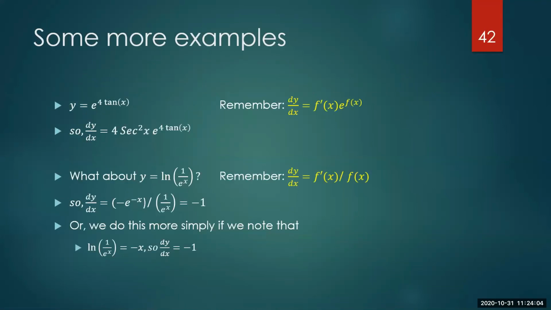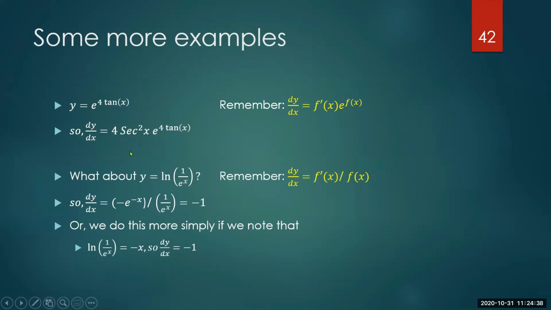So here are some more examples then. If y is equal to e to the power of 4 tan x, then dy/dx is 4 sec squared x multiplied by e to the power of 4 tan x, because remember the rule, this is e to the power of f of x, so dy/dx is f dash of x times e to the power of f of x. And so f dash of 4 tan x is 4 sec squared x. And so that's why dy/dx is 4 sec squared x times e to the power of 4 tan x.